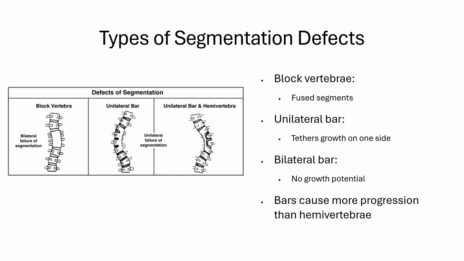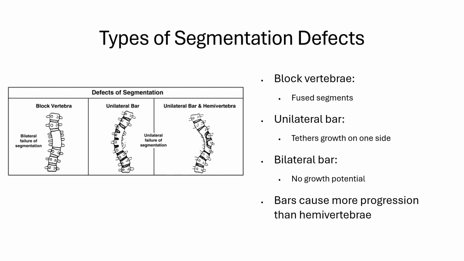Block vertebrae represent the simplest form where two or more vertebrae fuse together completely, creating a solid segment without normal disc spaces. While this reduces flexibility, it often remains relatively stable because the fusion affects both sides equally. Unilateral bars create much more problematic situations because they tether growth on one side while allowing continued expansion on the opposite side. Picture this as tying down one side of a growing plant while allowing the other side to continue growing freely. The plant will inevitably curve away from the restricted side.